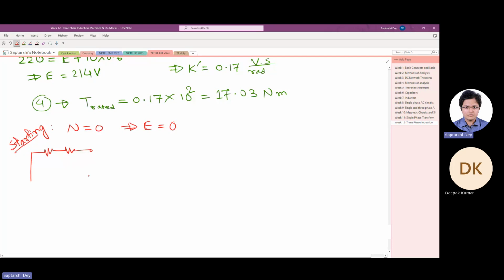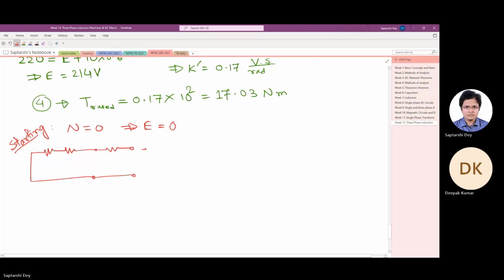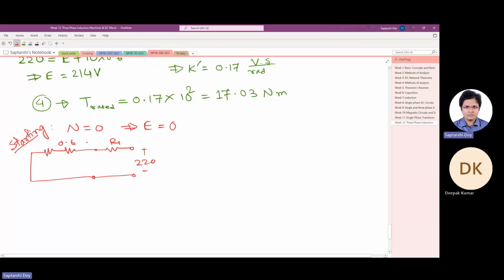Back EMF is short circuit. This is the equivalent circuit. And there is one more added resistance now. So this is the motor, one more added resistance. This is 220 volt. This is R1 and this total is 0.6 ohm.